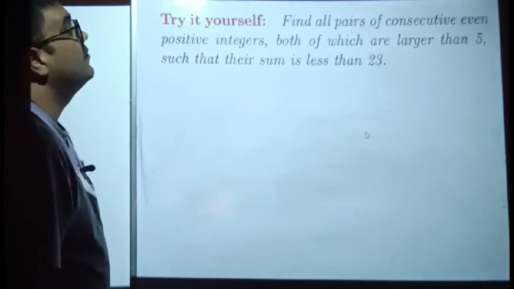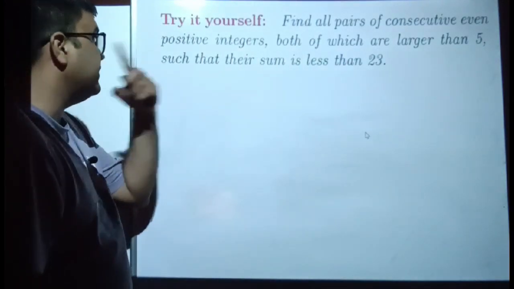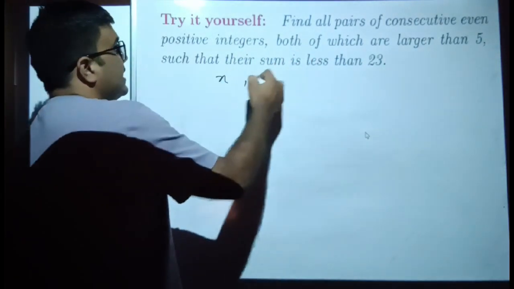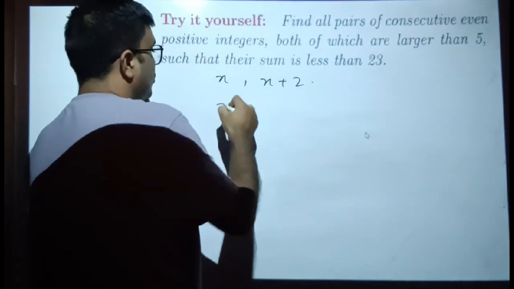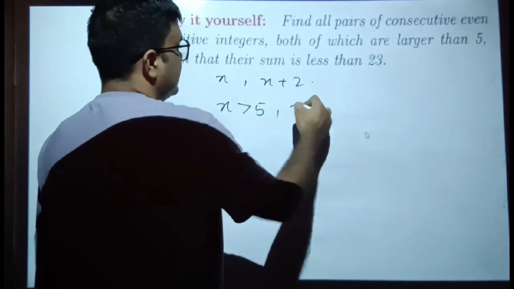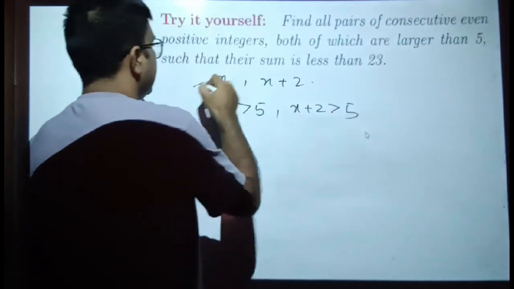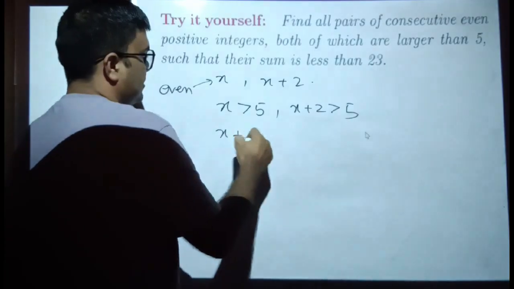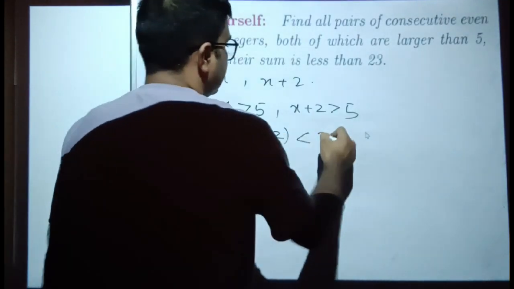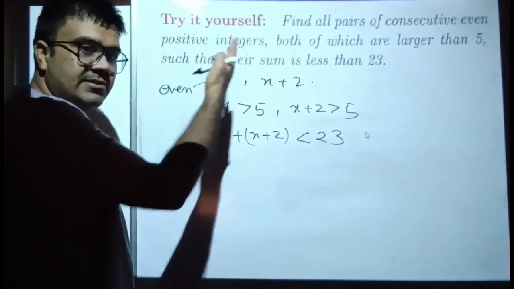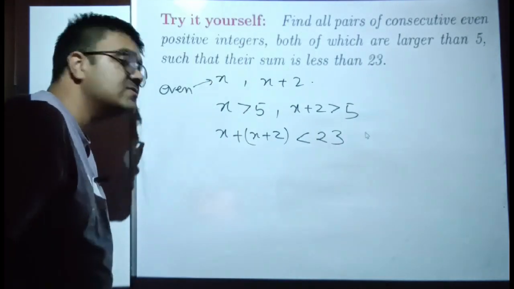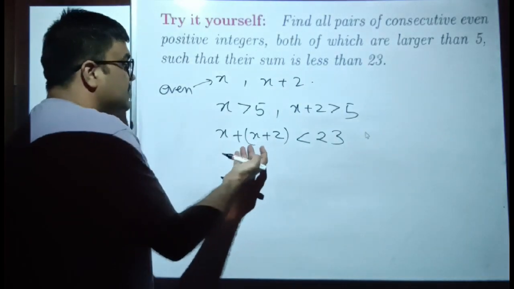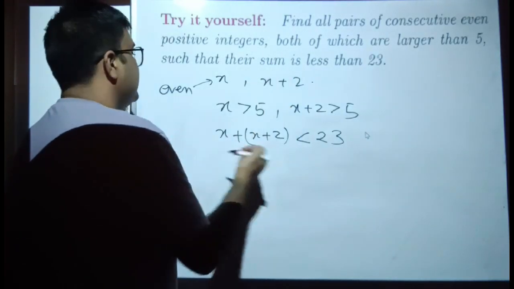We are saying, find all pairs of consecutive even positive integers, both of which are larger than 5. Now we are talking about positive integers. Again, x and x plus 2 are there, both of which are larger than 5. We are saying this is even, such that their sum is less than 23. Solve these values. Try to find the values of x, the numerical value, the integer values we are saying, or natural numbers x which satisfy these inequalities.